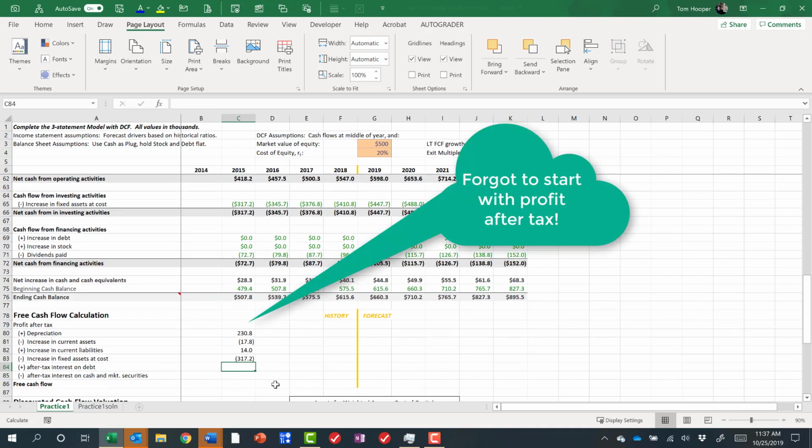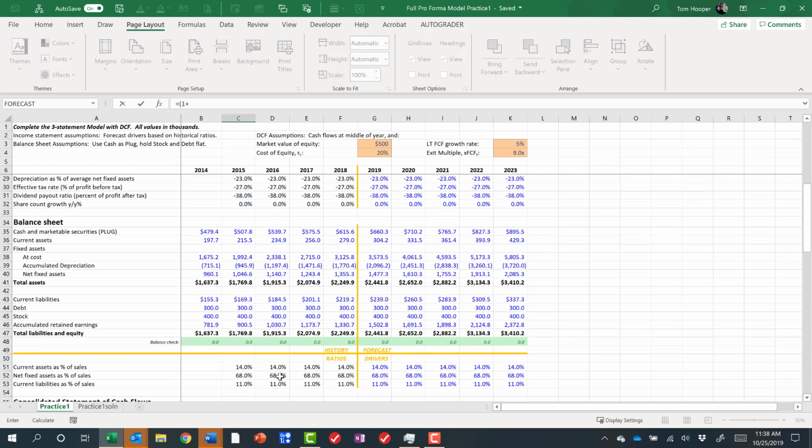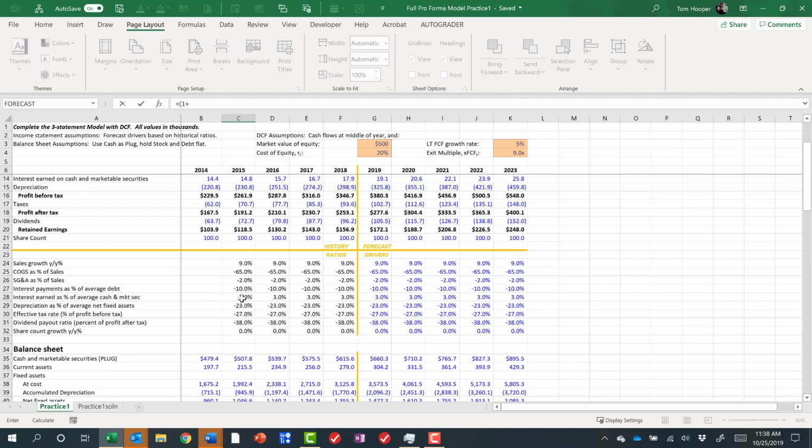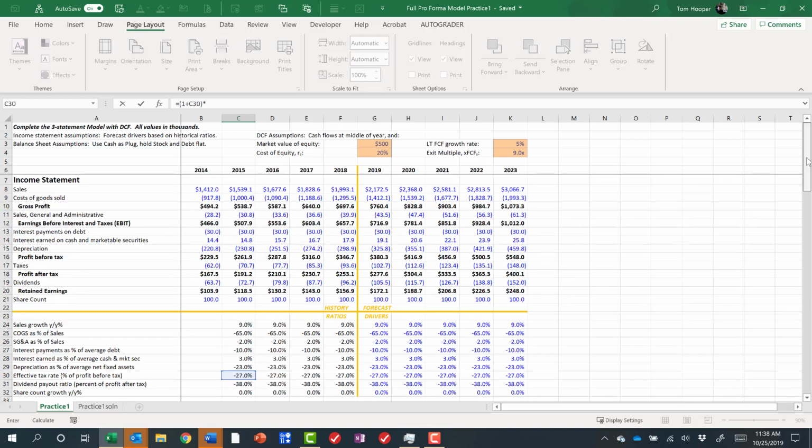To calculate our after-tax interest on debt, we need to know our tax rate. Normally we would get that after-tax factor by saying 1 minus the tax rate. But since we were quick and calculated our effective tax rate as a negative, I'm going to say 1 plus this negative. What was that number? Negative 27%. And multiply that by the, are we calculating interest paid on debt?